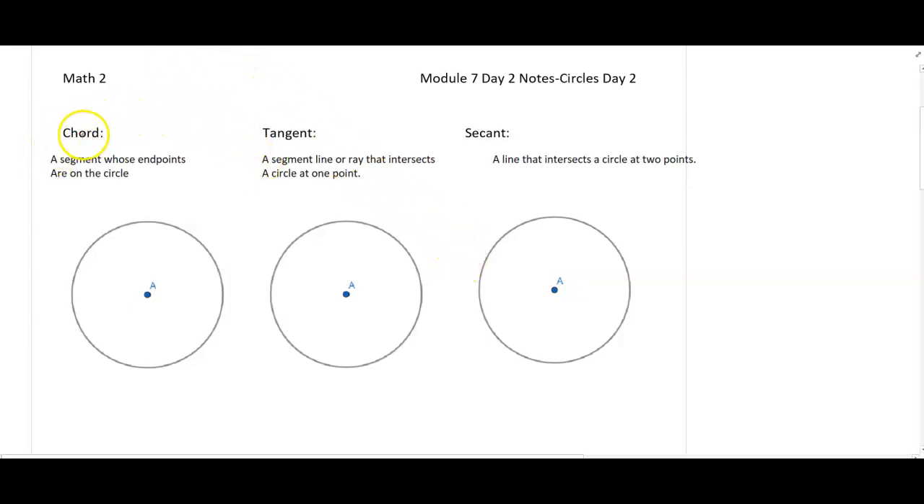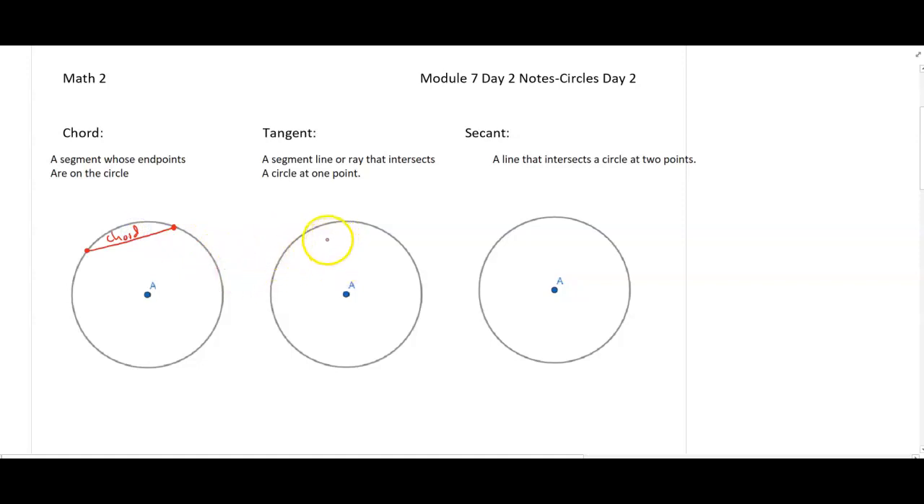First, vocabulary word, a chord. A chord is a segment whose endpoints are on the circle. So if I plot 2 points on the circle and I connect them, right, that there would be a chord.